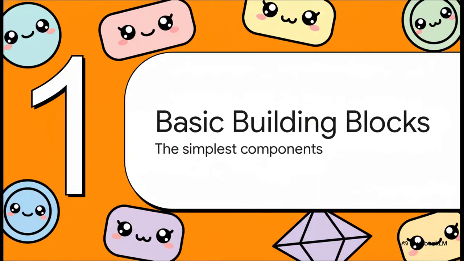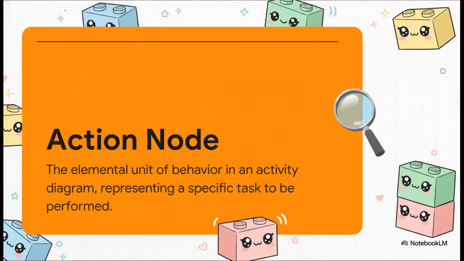All right, let's start at square one. We've got to understand the most fundamental piece of any activity diagram. So any big, complex process is really just a bunch of smaller tasks strung together. In the world of activity diagrams, each of those individual tasks is called an action node. Honestly, the best way to think of it is like a single Lego brick. It's the most basic unit we're going to use to build our entire masterpiece.